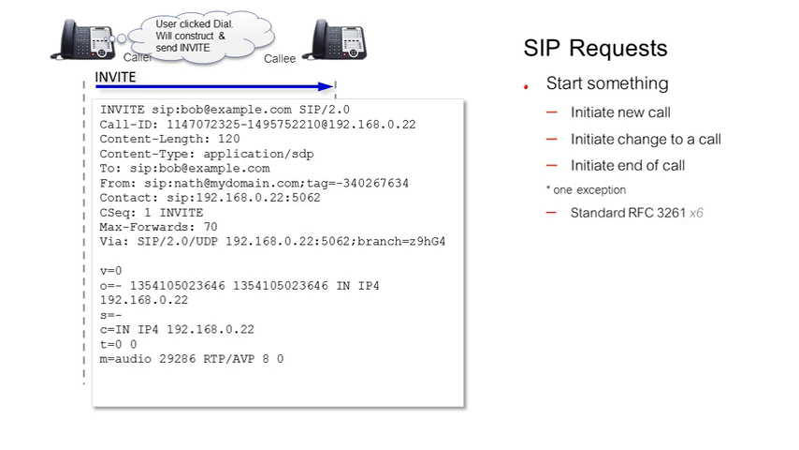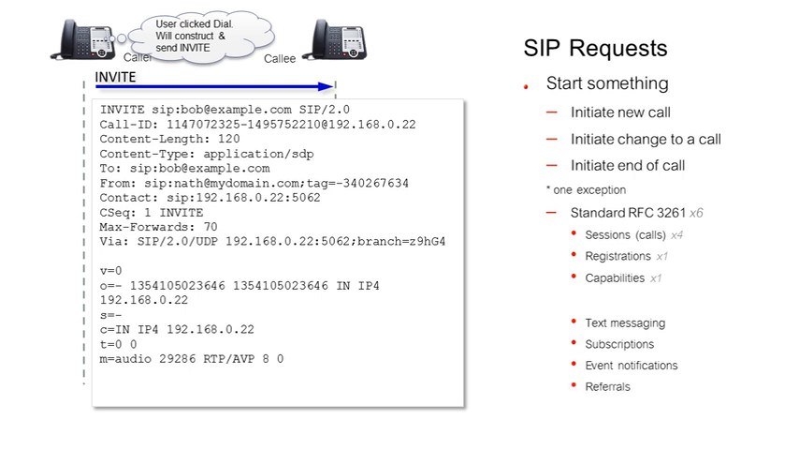The SIP specification, RFC 3261, describes just 6 requests. There's 4 for initiating and managing calls, 1 for registration, and 1 for seeking capabilities. There's lots more SIP requests around, like, for example, texting over SIP, using SIP to subscribe to events and receive notifications, and transferring calls using referrals. But these are all additional requests defined in SIP extensions rather than through the core SIP spec itself.